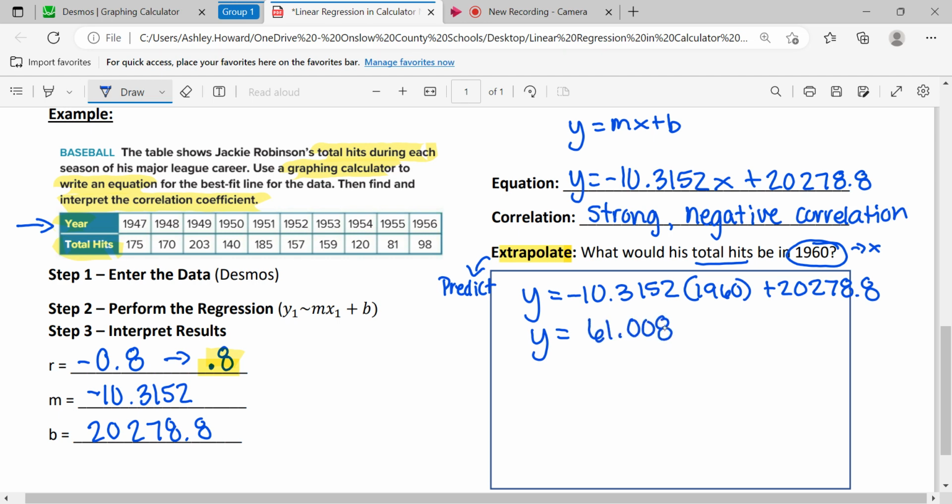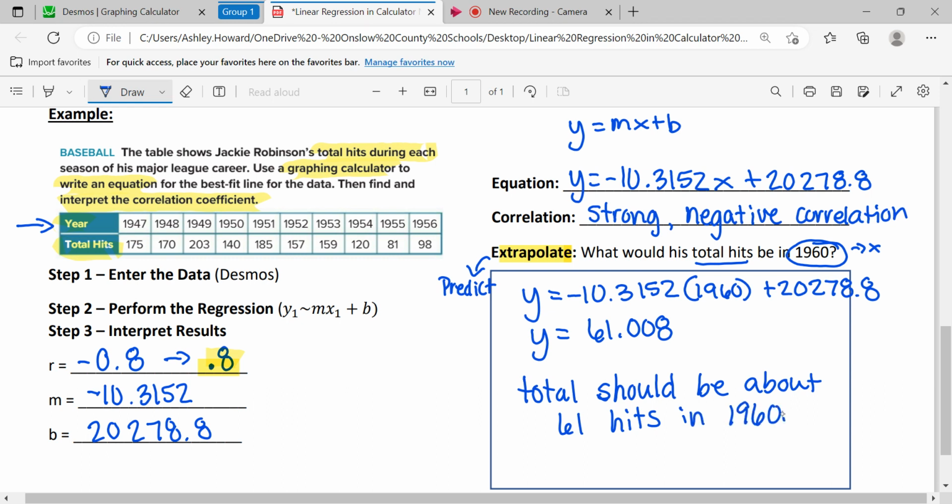61.008. So we can say that his total hits should be about, as we've rounded, 61 hits in 1960 based on the data.